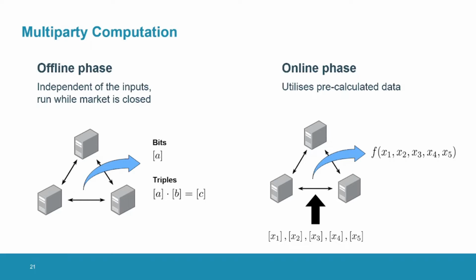Then in the online phase, we will compute the function that we actually want to know the output of. In this case, we will process the auction. And during this computation, we will use the pre-processed data, so the bits and the triples, and this will allow us to compute the online phase a lot more efficiently.